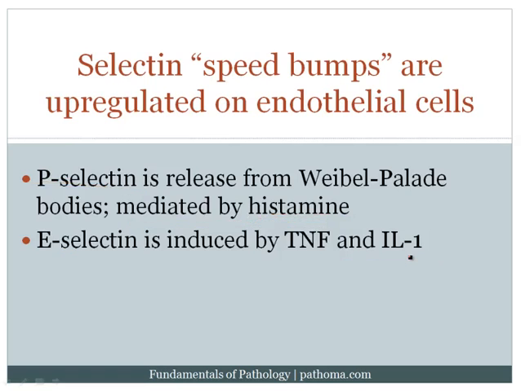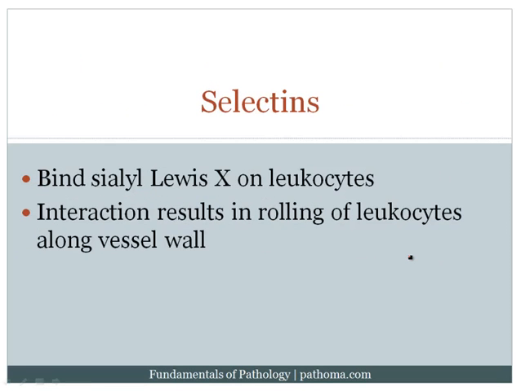Now, beyond the upregulation of selectin on endothelial cells, it's important to note that the selectins are actually going to bind a molecule on the leukocytes, on the neutrophils, which is Sialyl-Lewis X. We do have to know that molecule. So it's Sialyl-Lewis X that actually is going to specifically bump into the selectins and allow for the rolling of the neutrophils. Now, this interaction results in rolling of the leukocytes along the vessel wall, as I've already explained, which sort of then slows down the neutrophil.